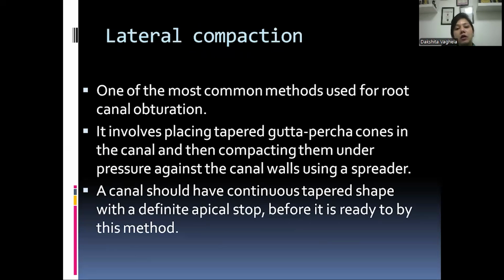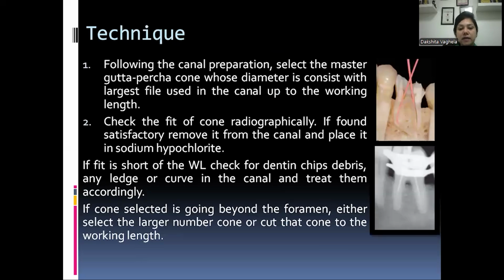Now we come to lateral condensation, which is lateral compaction of the GP, and this is mostly used for root canal obturation. It involves placing tapered gutta percha cones in the canal and then compacting them under pressure against the canal walls using a spreader. A canal should have a continuously tapered shape with a dentin apical stop before it is ready to be used by this method.